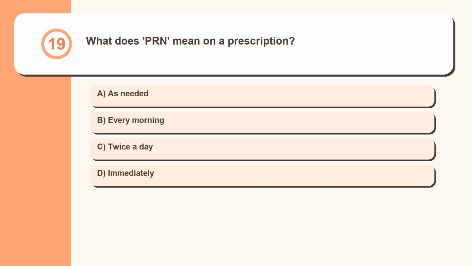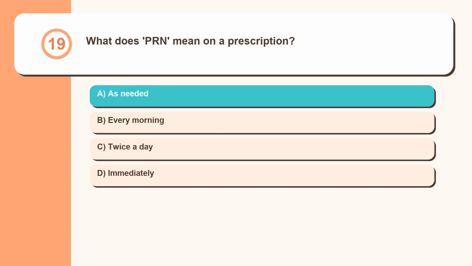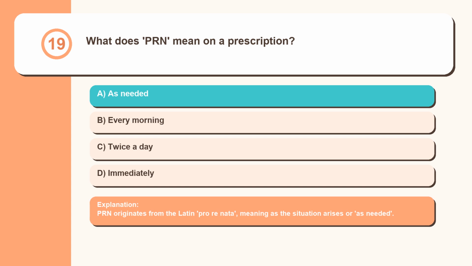Question 19. What does PRN mean on a prescription? As needed, every morning, twice a day, immediately. PRN originates from the Latin pro re nata, meaning as the situation arises or as needed.